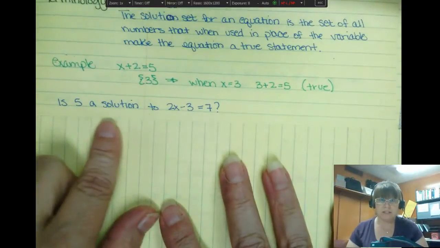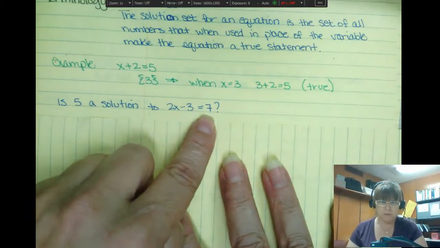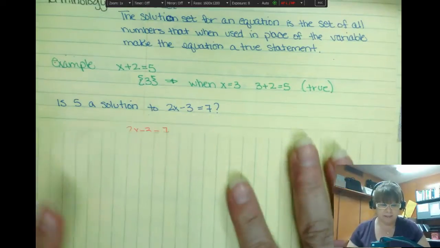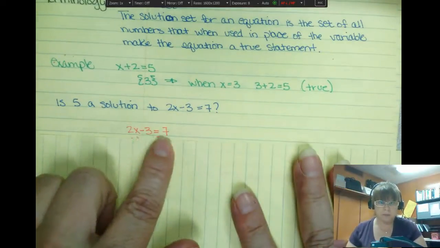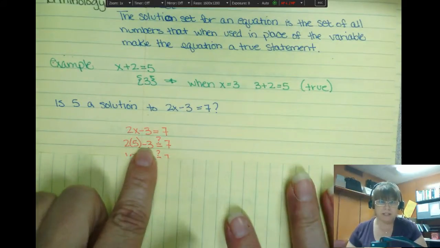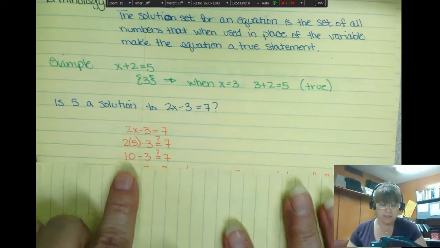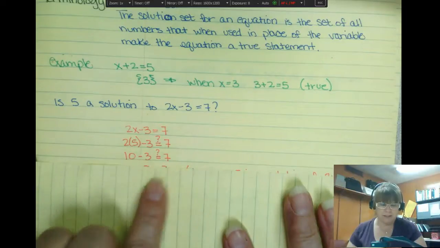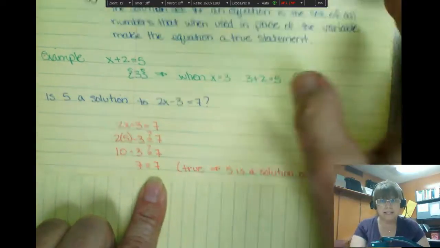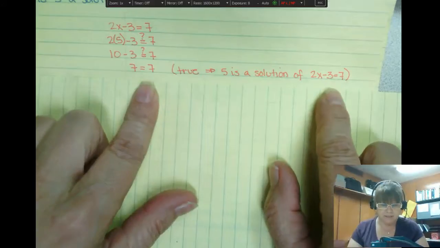Is 5 a solution to 2x minus 3 equals 7? Well, we'll have to plug in 5 for x to see if it is a true statement. 2x minus 3 equals 7. Let's plug in 5. 2 times 5 minus 3 equals 7? We're not sure, so hence the question mark above it. 10 minus 3, does it equal 7? Yes, 7 equals 7. It's true. So 5 is a solution for the equation 2x minus 3 equals 7.